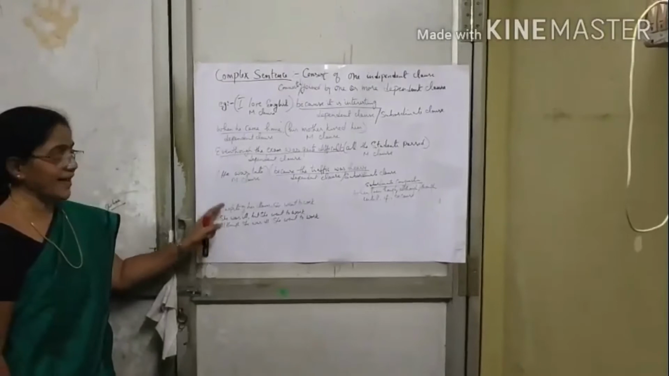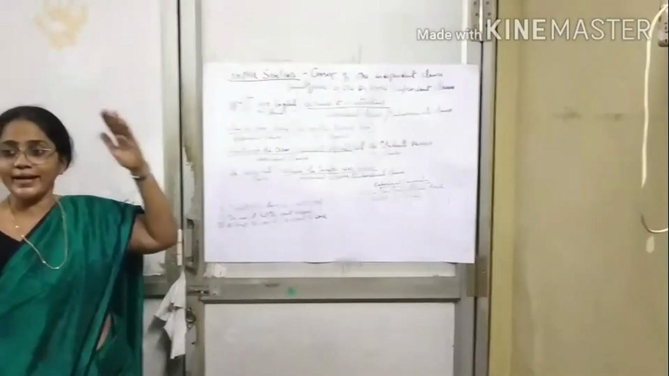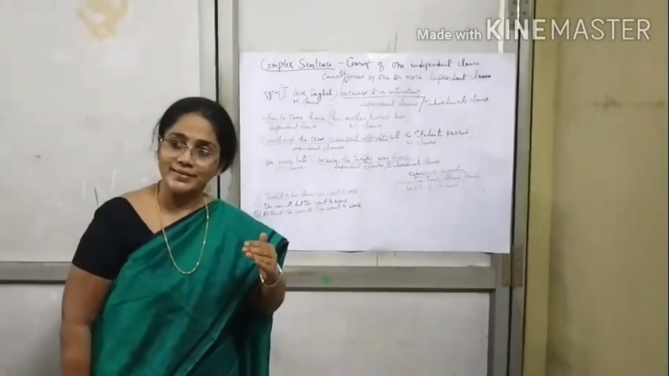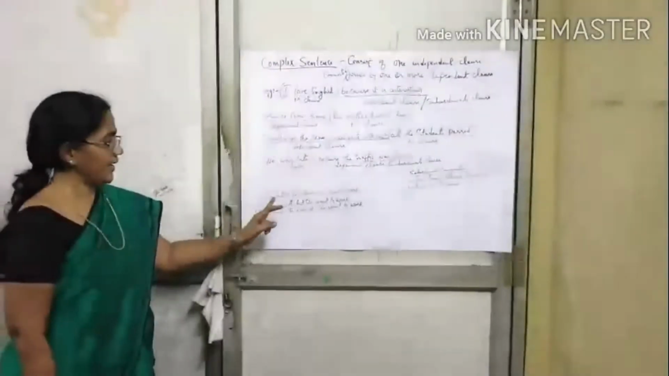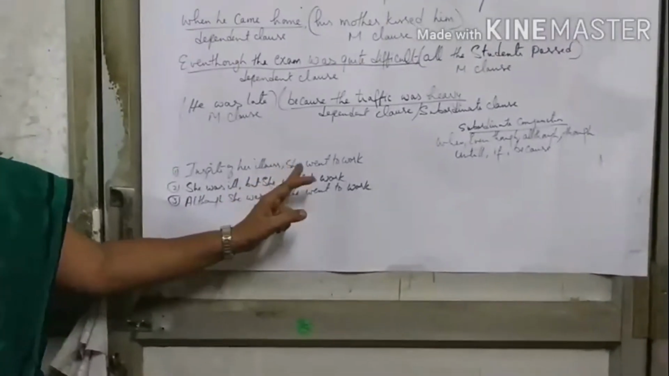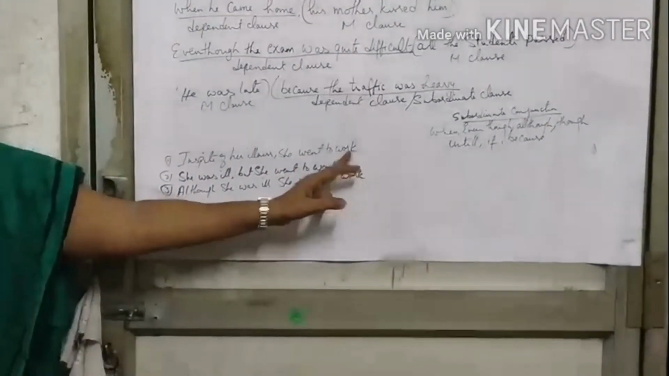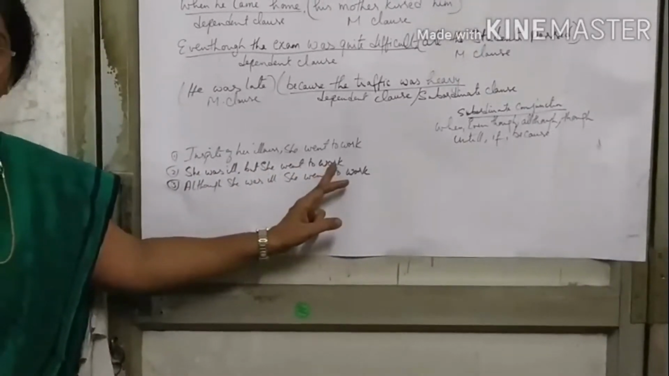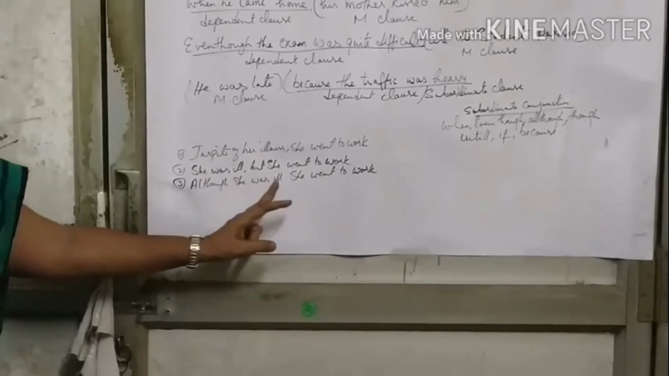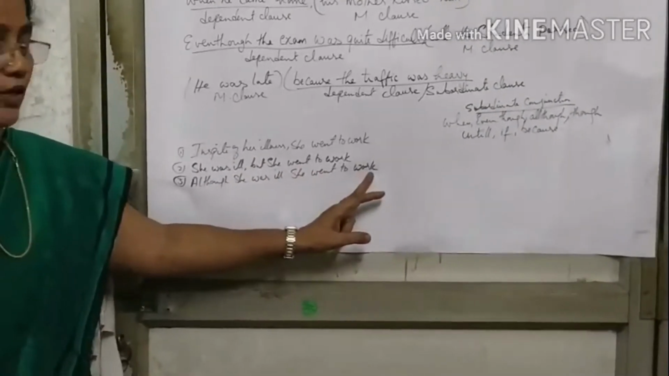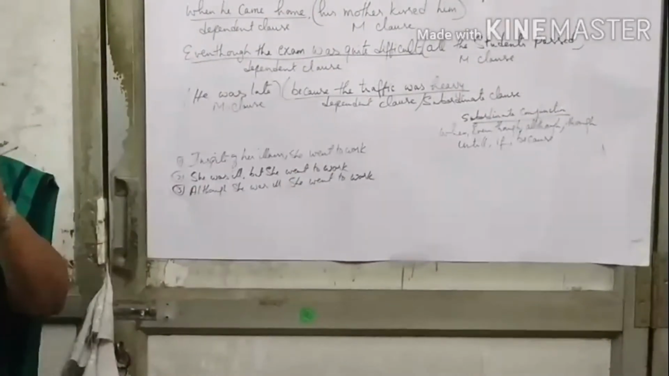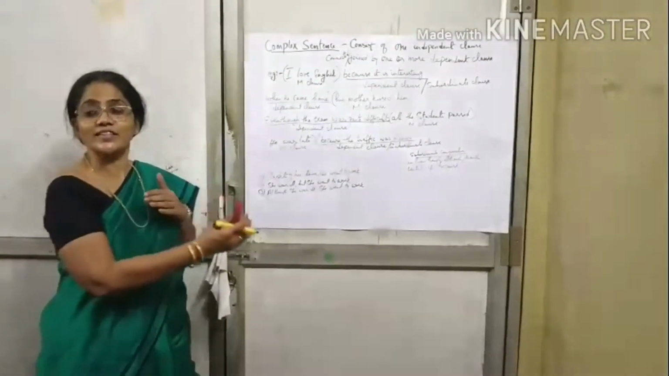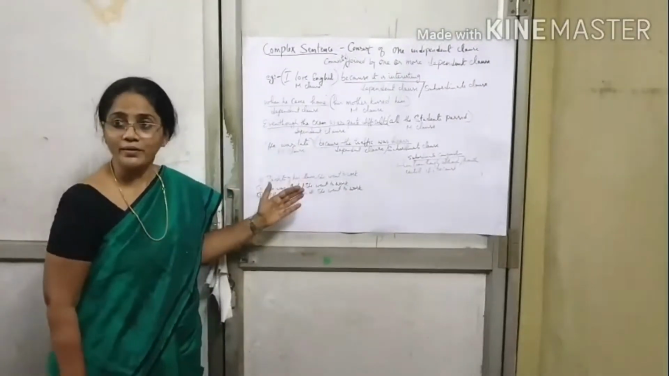Now, let us see these examples. You will be able to recollect what is a simple sentence, compound sentence and complex sentence. Now let us move on to this. In spite of her illness, she went to work. Sentence 1. She was ill but she went to work. Sentence number 2. Although she was ill, she went to work. So all these three sentences have the same meaning. The meaning does not change. Only the structure changes. Have you got my point?